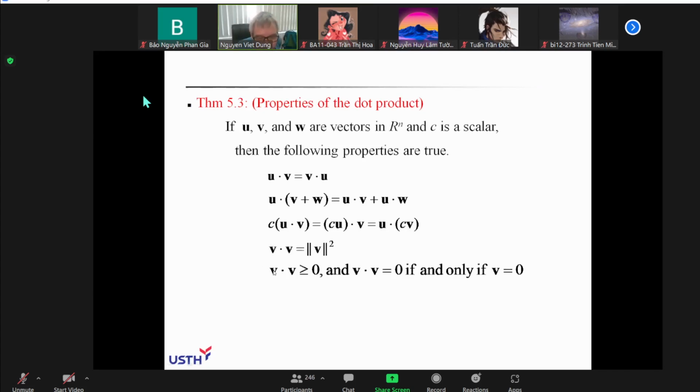And the last one I call the fourth property. That is, the dot product of v and v is always non-negative. It equals 0 only in the case v is the zero vector. So for the dot product, we have exactly four properties. Please remember them because we are going to use those four properties.